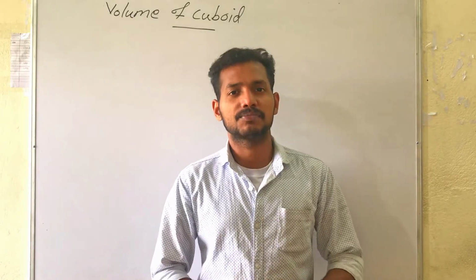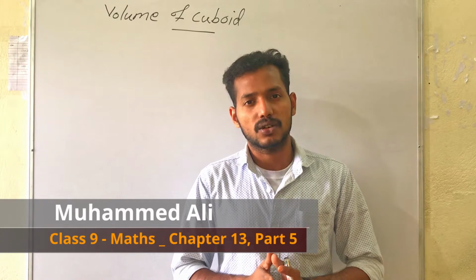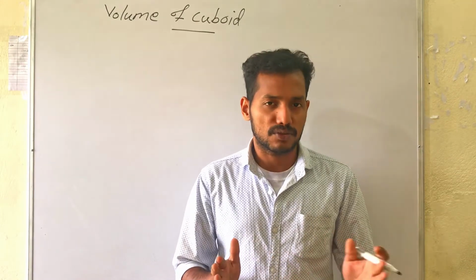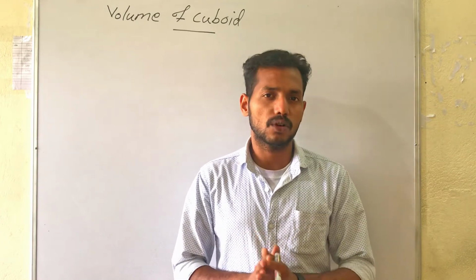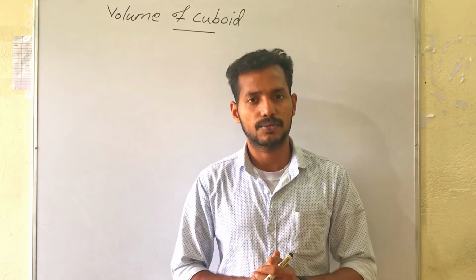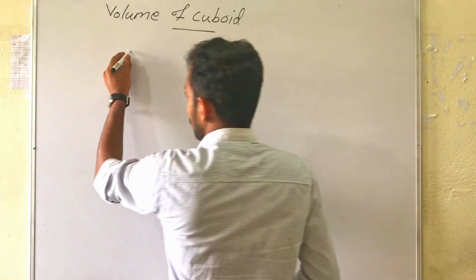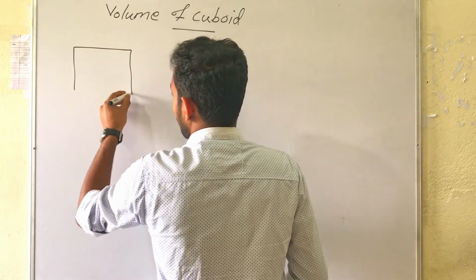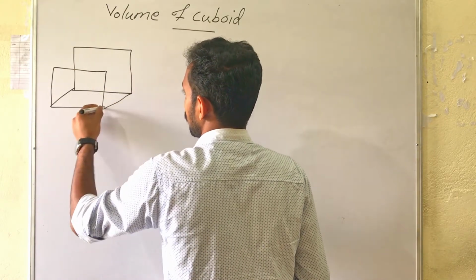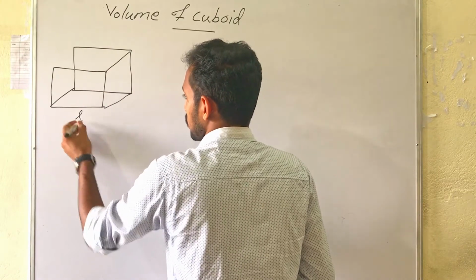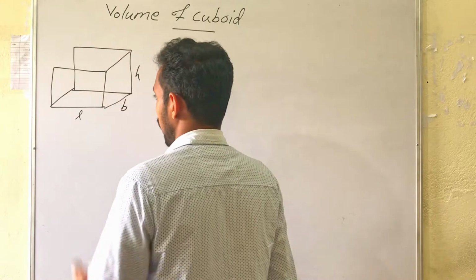Hello students. So far we completed how to calculate the surface area of different types of solids. Now let's move to discuss volume of some specific solids. So first I am taking volume of cuboid. We already know what is a cuboid and how to calculate the volume of this cuboid. It has three dimensions, say L, B and H, length, breadth and height.